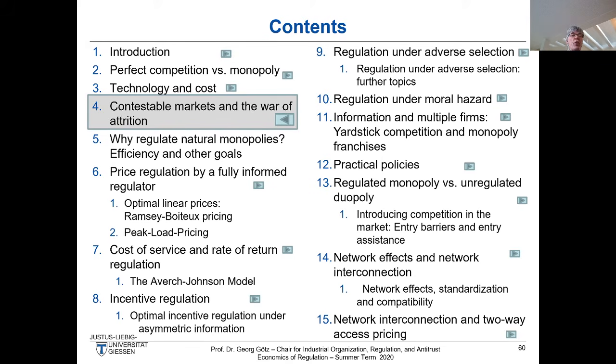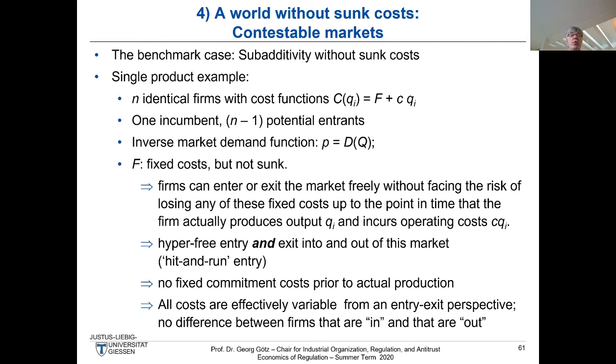Okay, I move on with the next chapter, contestable markets, and I don't know whether we will be able to cover that today, the war of attrition, but this is also part of this chapter. Okay, so after having discussed subadditivity at some times and the question whether, okay, put it differently, subadditivity means that it's from a technical point of view optimal to have a single firm produce the whole industry output.